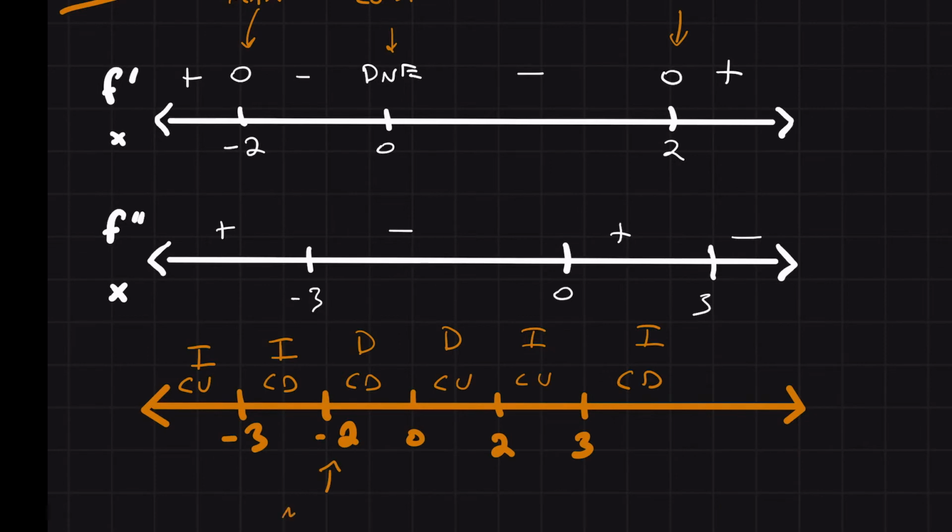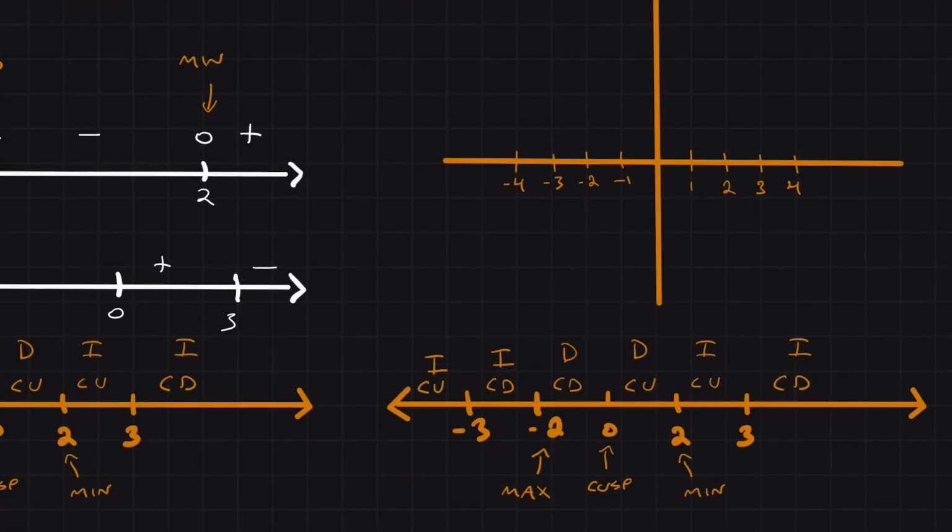At -2, we have a max. At 0, we have a cusp. And at 2, we have a min. When we're graphing working backwards, we don't have any information about how high any of our points will be. So when you create a max or a min, it's up to you to decide how high you want to draw those points. We have a max at -2, so I'll just make the max at -2 right there. There's a min at 2, so I'll make the minimum for 2 right there.